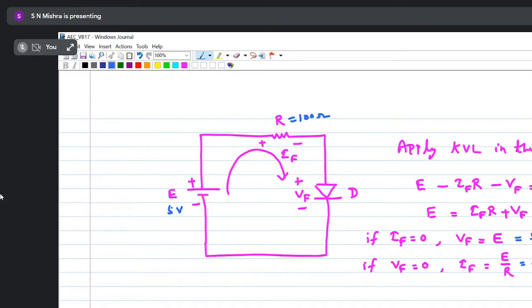Clear? So if current is 0, I am getting maximum voltage as 5 volt. If the drop across the diode is 0, then I am getting maximum current of 50 milliampere. Can I get more current than this 50 milliampere in this circuit? 60 or 70, more than 50 milliampere? If E is fixed and R is fixed at 100 ohm, can I get more than 50 milliampere current here?